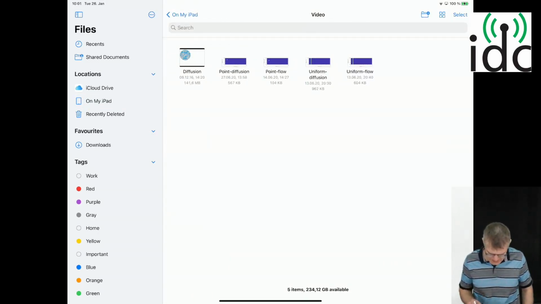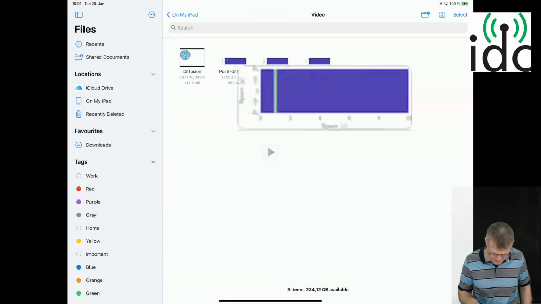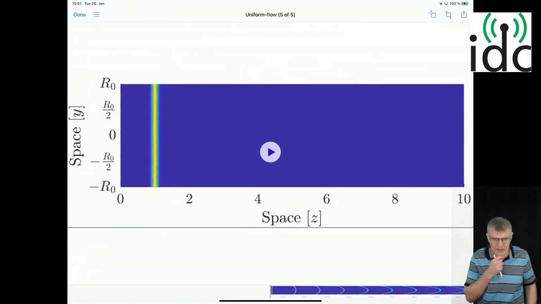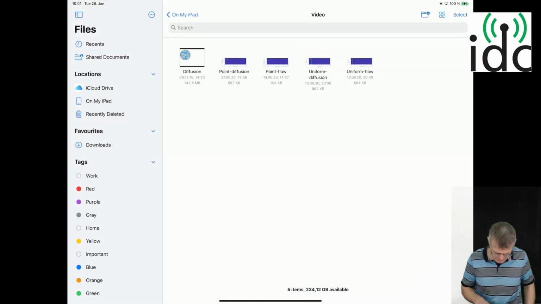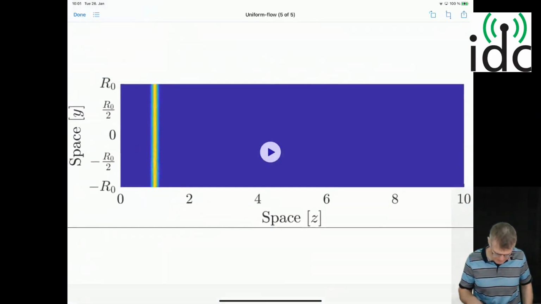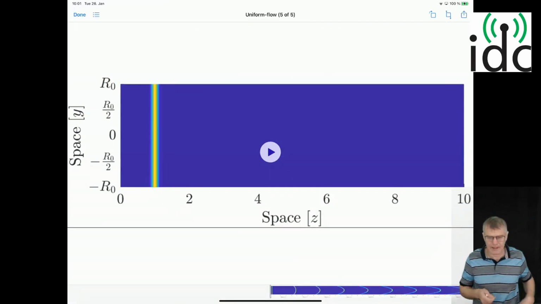Okay, so let's start with the uniform initial distribution, right? So again, this is the cut through our tube. This direction is the direction in which the flow goes, and the yellow line that you see here is the initial distribution of our particles. So they are uniformly distributed across the cross-section, and because of the cut we just see a line there.